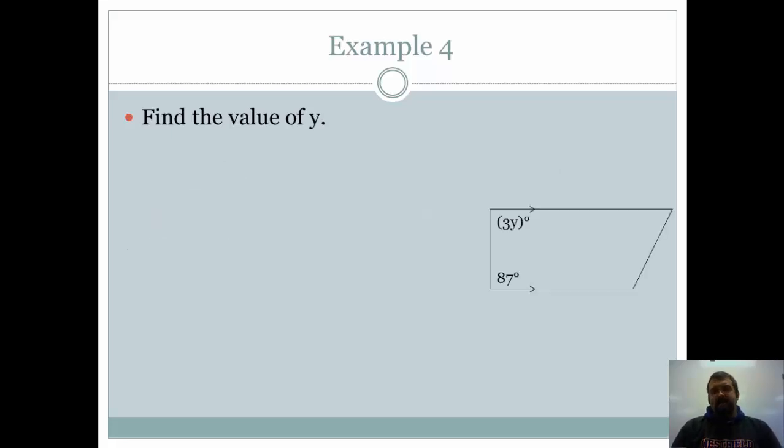And now, we're going to be doing the same type of problem as before, but it's going to look a little different. When I look at this problem here, what I see is a trapezoid. One set of opposite sides being parallel, one set of opposite sides not being parallel. So this is a trapezoid here. And I'm told that this here is 3y degrees, and this is 87 degrees. And they just want me to find the value of y.